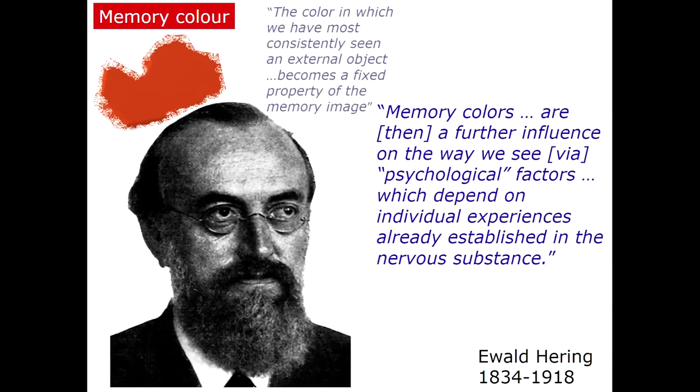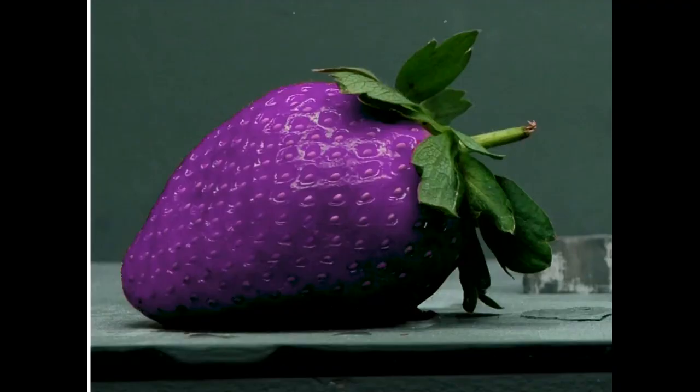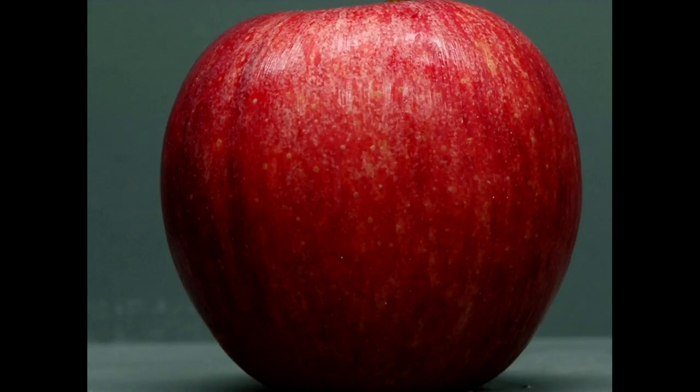And we go back to our brilliant Ewald Hering to focus on memory color. He defined memory color as the color in which we have most consistently seen an external object. This color then becomes a fixed property of the memory image, and the memory colors in turn may further influence what we see on an instant-to-instant basis. And of course, because each individual has had a different life experience, memory colors might vary between individuals, and therefore the experience of color influenced by that varying memory color might be different for each individual. Memory color is what tells us that there's something wrong with this strawberry, and yet this is an acceptable apple. So memory colors are there, they're real, they are perceptual and mental phenomena.